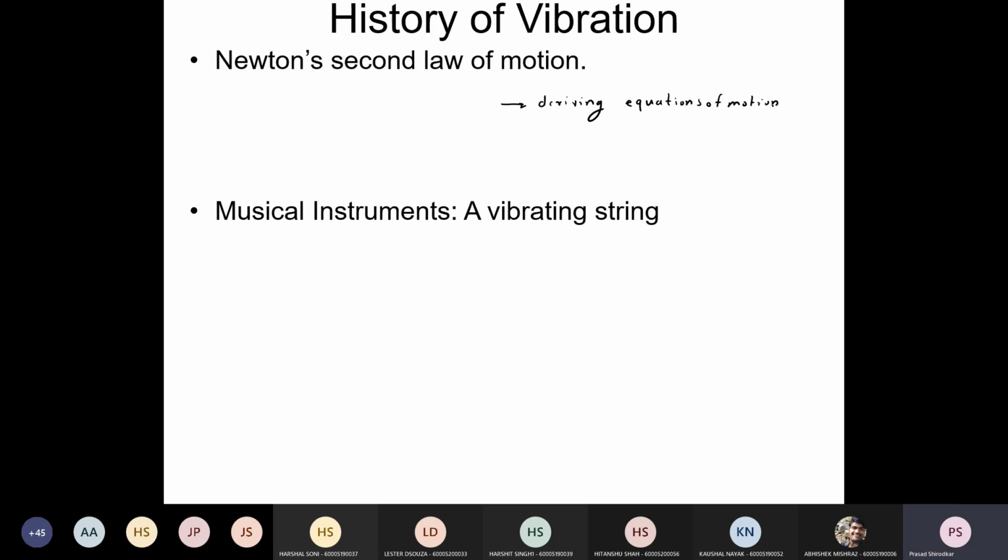All right. Also, because there was so much keen interest in music, there was an effort to improve musical instruments. A lot of research was done on musical instruments, and basically this research is on a vibrating string. The first mathematical model of a vibrating string was created by Brook Taylor.